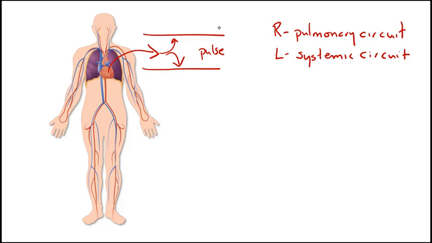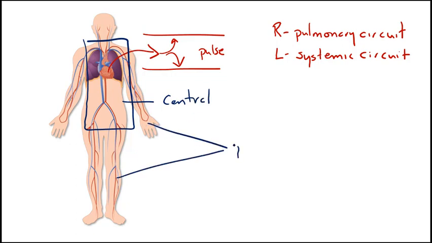Now, we use two terms to describe pulse locations. Those close to the core of the body are called central pulses, and those further out in the extremities are referred to as peripheral pulses.